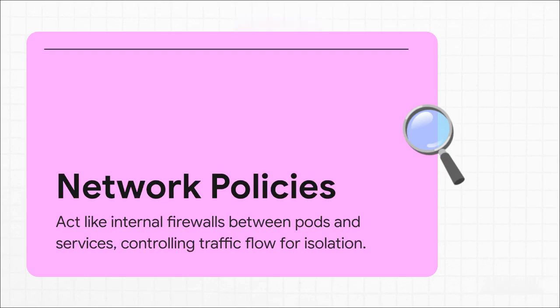And let's talk about isolation for a second. By default, in Kubernetes, any pod can talk to any other pod. From a security perspective, that's not great. Network policies are the answer. Think of them as internal firewalls that you place between your pods. You can create rules that say the front-end service is only allowed to talk to the back-end API and only on this specific port and nothing else. This is absolutely critical for containing the blast radius if one of your components ever gets compromised.